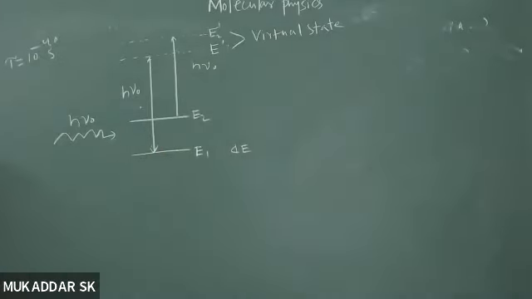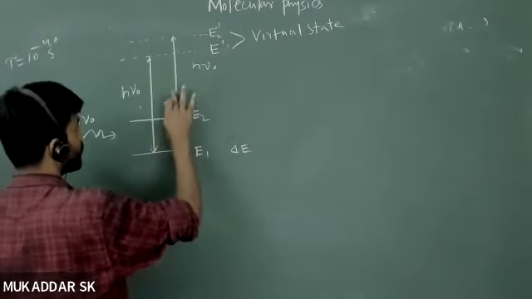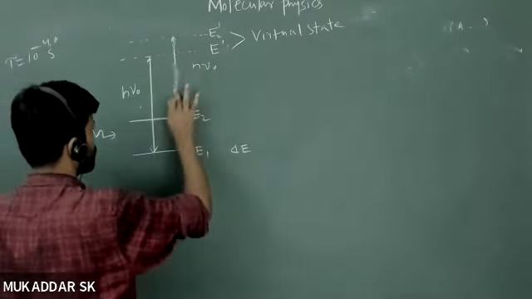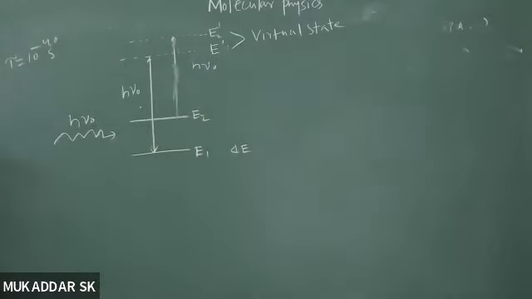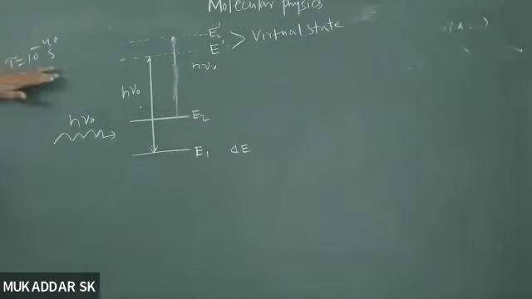So first I will explain this, leave E2 for now, okay. When I explain, I will explain one by one. So this is your virtual state. In a quantum system there always exists some virtual state, and the lifetime of this state is very small, 10 to the power minus 40 seconds.